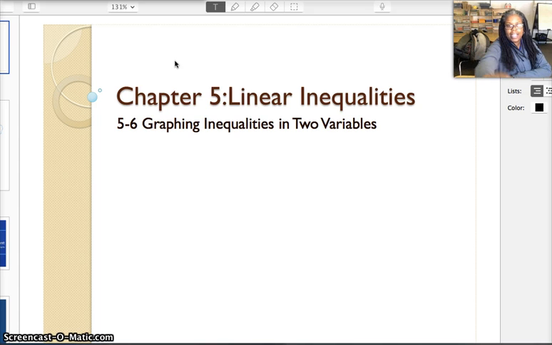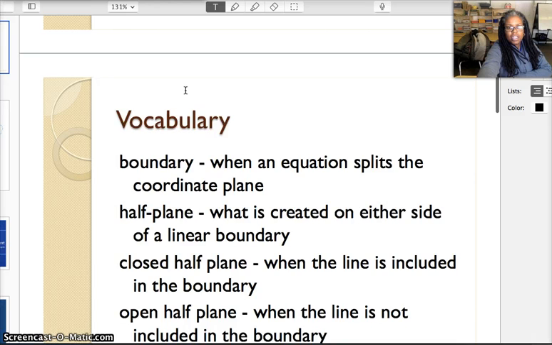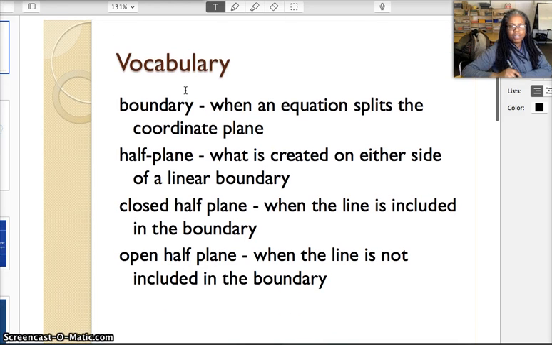Let's take a look at some vocabulary. And it looks like it's extensive, but it's not too bad. Our vocabulary words are, the first one's boundary. It's when an equation splits the coordinate plane into two spaces in a way.